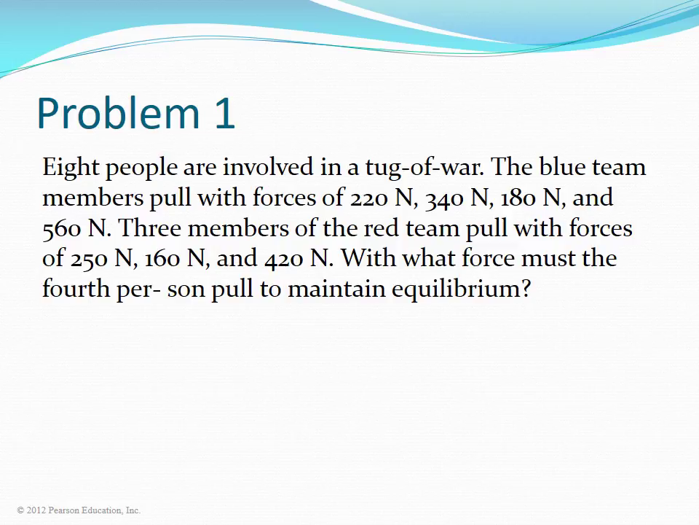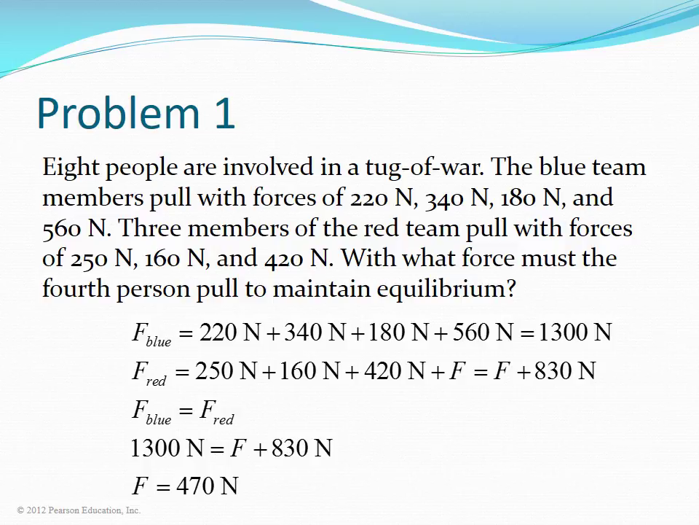8 people are involved in a tug of war. The blue team members pull with forces of 220 newtons, 340 newtons, 180 newtons, and 560 newtons. 3 members of the red team pull with forces of 250 newtons, 160 newtons, and 420 newtons. With what force must the fourth person pull to maintain equilibrium? Pause the video to work on the problem. Did you get 470 newtons?